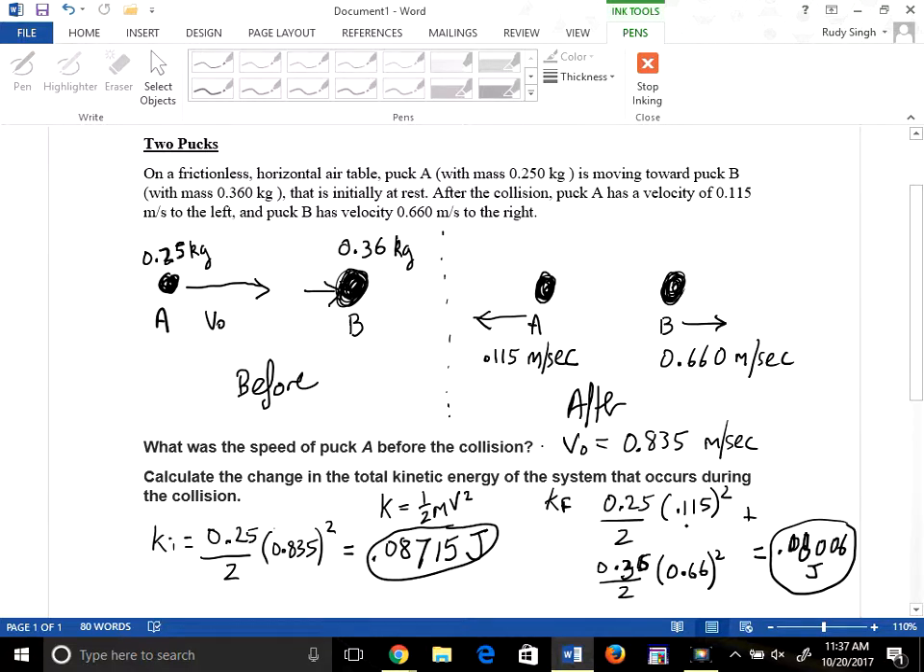So notice a couple things here. The velocity on A was considered negative, but I didn't put it here because if you square a negative, it's still positive, so I didn't bother to do that. The second thing is that we can see the kinetic energy before is greater than the kinetic energy after, so it's a slightly inelastic collision. There's some energy lost, maybe in a deformation of the pucks, but that energy has been transformed from kinetic to some kind of energy stored in these two pucks, and the final kinetic energy is slightly less. In fact, it's like 0.007 something joules less than it was to begin with.